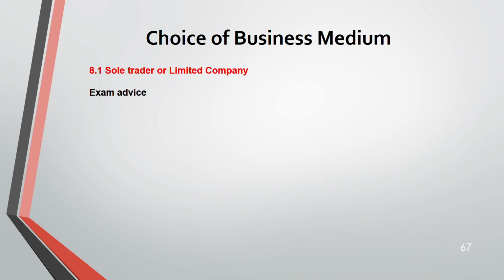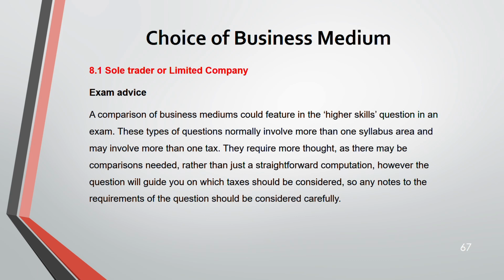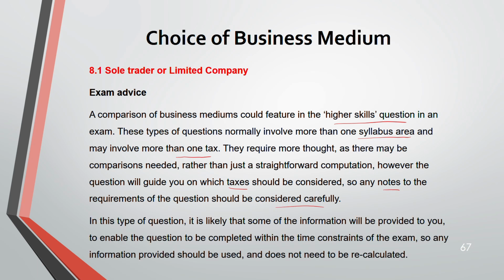Now, exam advice. A comparison of business medium could feature in your higher skill question. This type of question normally involves more than one syllabus area and may involve more than one tax. So you have to give a thought: is my CGT getting affected? Is my inheritance tax getting affected? Is my VAT getting affected? Income tax, corporation tax? Because you have to compare them. This is not a straightforward question. You should be able to compare also. But the question will guide you on which taxes you have to consider. So if there are any requirements, you should consider them very carefully. This is from the exam point of view.